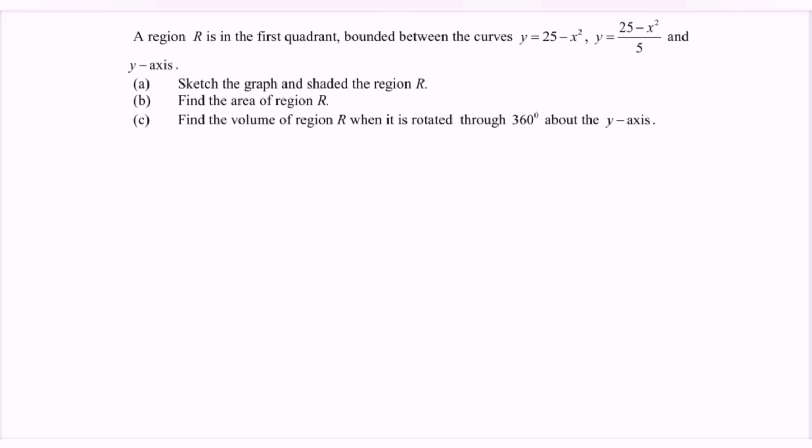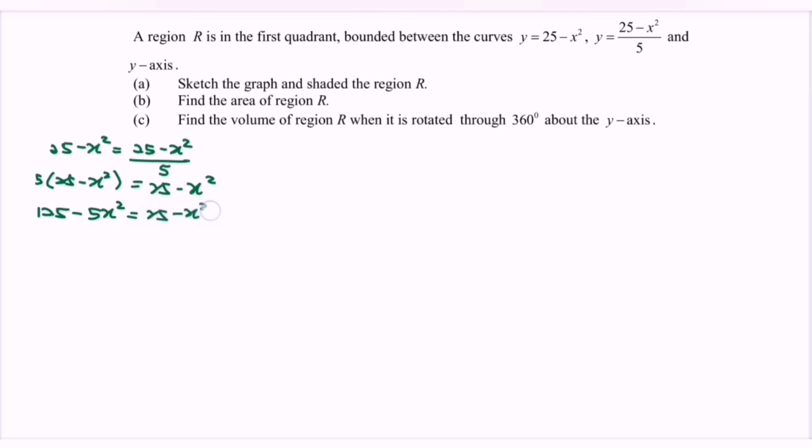So in here, we have two functions. 25 minus x square equals 25 minus x square over 5. I'll cross multiply the situation. So we have 5 multiplied with 25 minus x square equals 25 minus x square. 125 minus 5x square equals 25 minus x square. So can you simplify the situation? We have 100 equals 4x square. So 25 equals x square. So x square minus 25 equals 0.